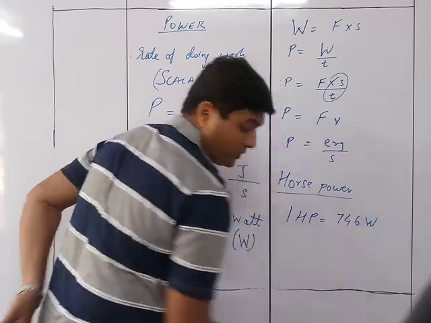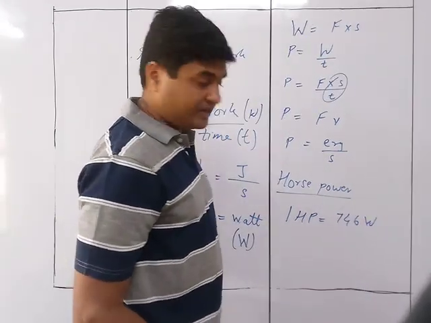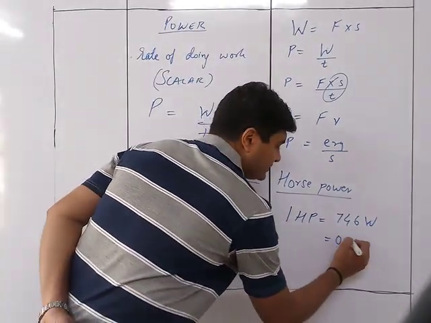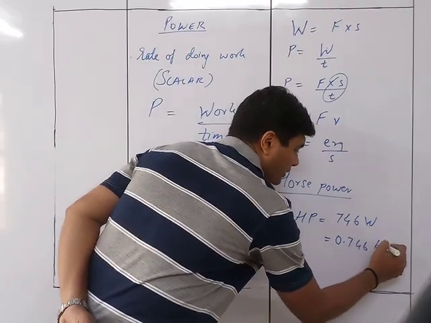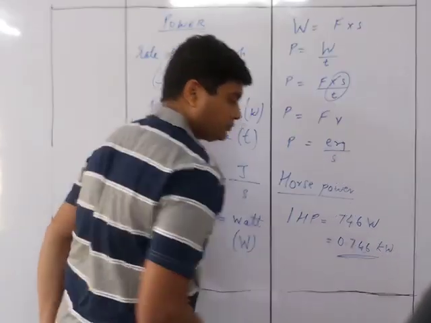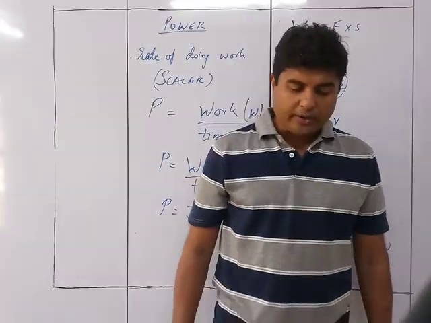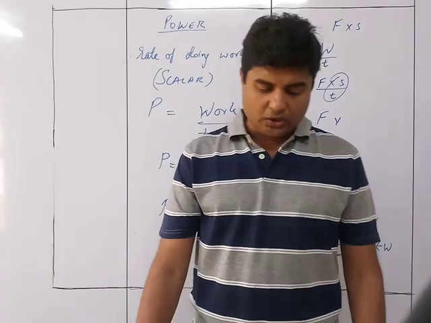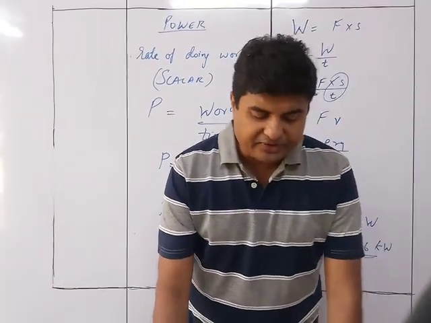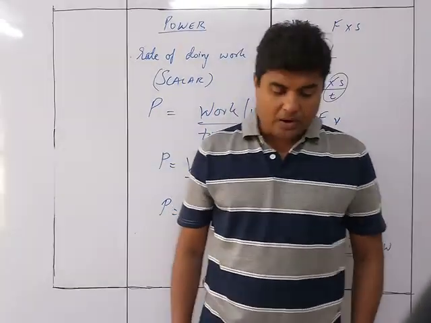746 watt. Okay, it is 746 watt, which can be given as 0.746 kilowatt. Okay, so 1 HP is equal to 746 watt or 0.746 kilowatt. Accordingly, we can have the differentiation between work and power.